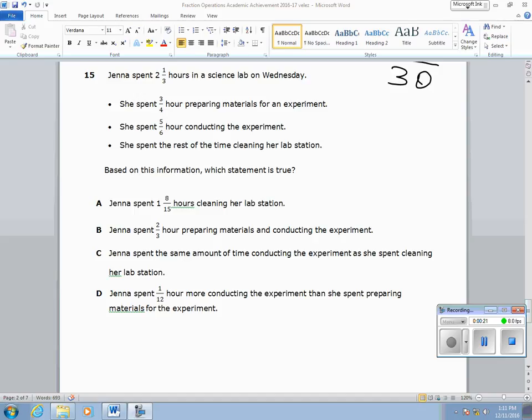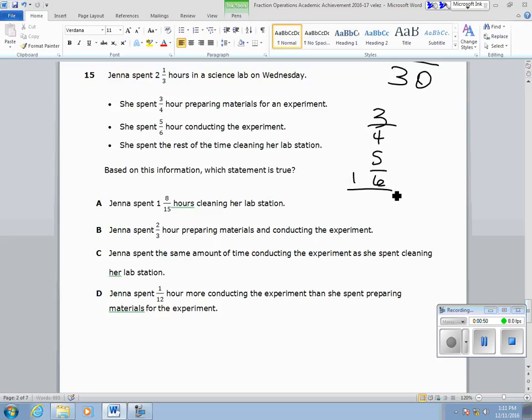Okay, so we know that she spent 3/4 hour on preparing for the experiment. The total that she spent was obviously 2 1/3. Now it says, based on the information, which is true. The first answer choice says Gina spent 1 8/15 hours cleaning her lab. So we know that 3/4 and 5/6, we'll have to add those together and subtract it from the total to figure out how much was left.